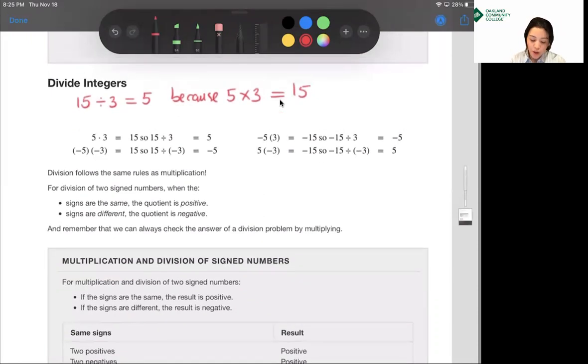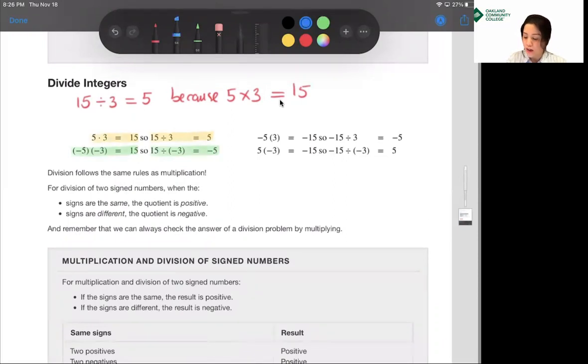So let's take a look at some examples of multiplying integers to figure out the rule for dividing integers. I have 5 times 3 equal 15. So 15 divided by 3 is equal to 5. Right? I have negative 5 times negative 3 is positive 15. Remember, two same sign numbers, the product is positive. So that means if I take 15 divided by negative 3, I get negative 5.